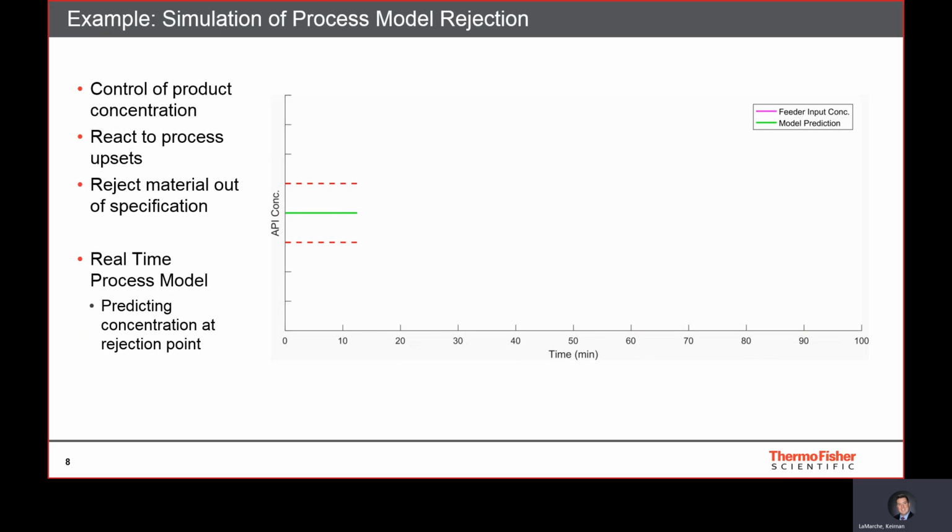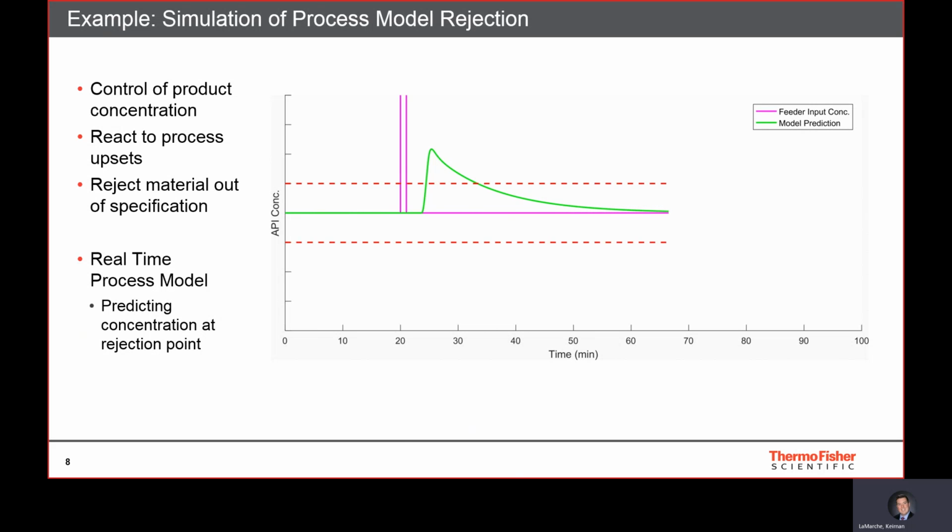So ultimately, the goal of a real-time process model in a control system is to determine if the product stream should be accepted or rejected. This is another example looking at a simulated feeder upset. The red dashed lines here represent the rejection limits. After the feeder was upset, the concentration is predicted, and when that predicted concentration exceeds the limit, the product stream can be automatically rejected. After the product concentration prediction re-enters the limits, the stream can be accepted again.